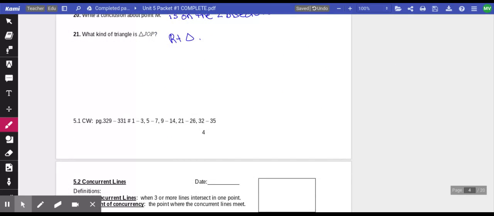And that's it for today. We'll do some classwork with these tomorrow. It's important that you memorize what's true about the angle bisectors and the altitudes.